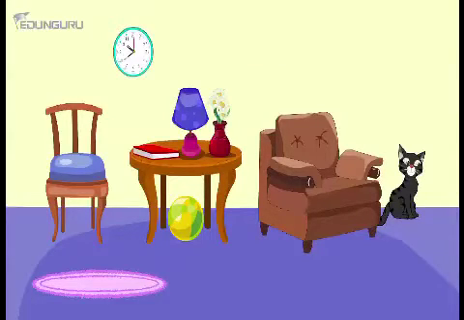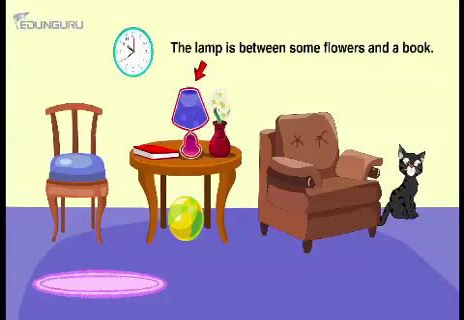Where is the lamp? The lamp is between some flowers and a book. In this sentence, the preposition is between. It tells us that it is situated in the middle of two objects. So whenever we have to refer to an object placed in the center or in the middle of two given objects, the ideal preposition to be used is between.